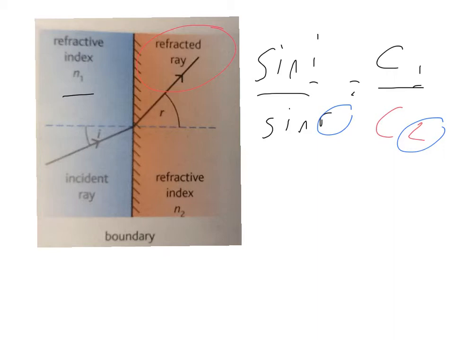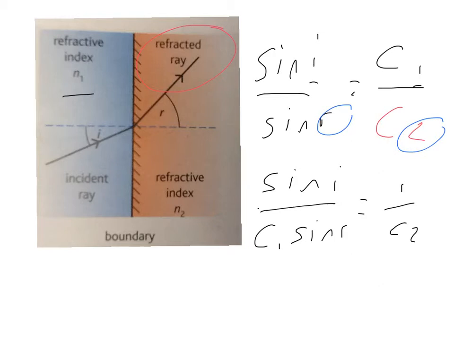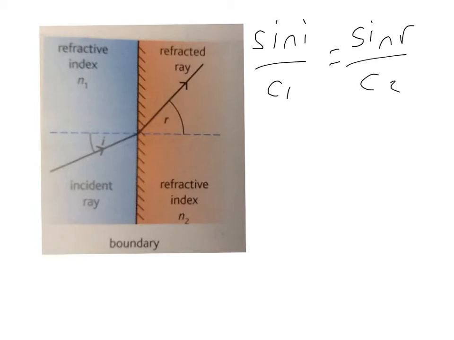So to do that, I'm going to divide by c1 and multiply by sine r. First I'll divide by c1, so I've got sine i over c1 sine r equals 1 over c2. That will give me the equation sine i over c1 equals sine r over c2, and that's after I've multiplied through by sine r. So continuing from where I left off, I've got sine i over c1 is equal to sine r over c2.